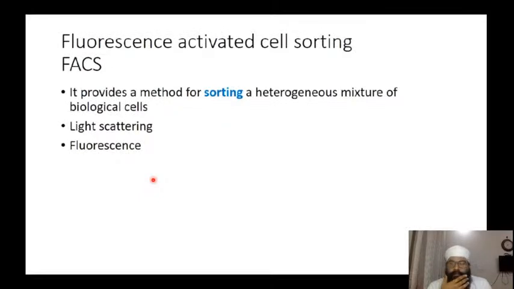FACS mechanism is not only a cell counting mechanism, but it's also a cell sorting mechanism. So it provides a method to sort a heterogeneous mixture of biological cells. It depends on light scattering, as we saw in flow cytometer, so forward scattering light and side scattering light, but it also depends on the fluorescence, and it also can detect fluorescence.